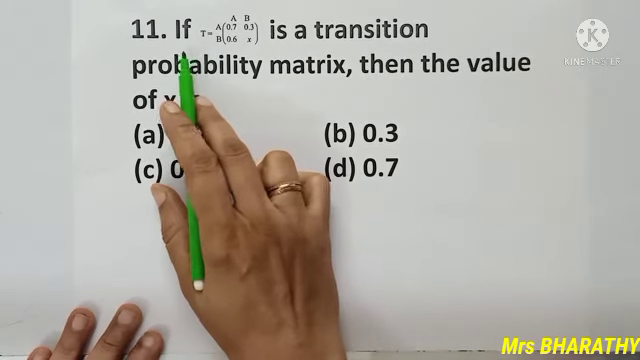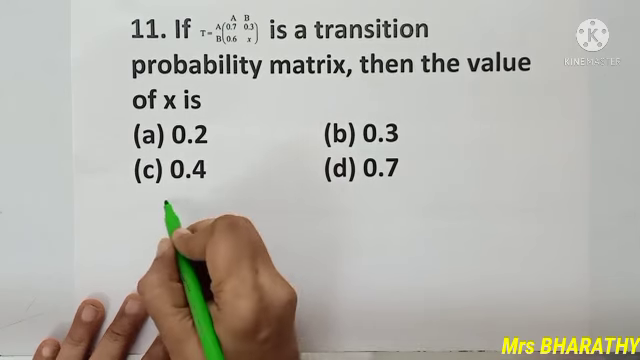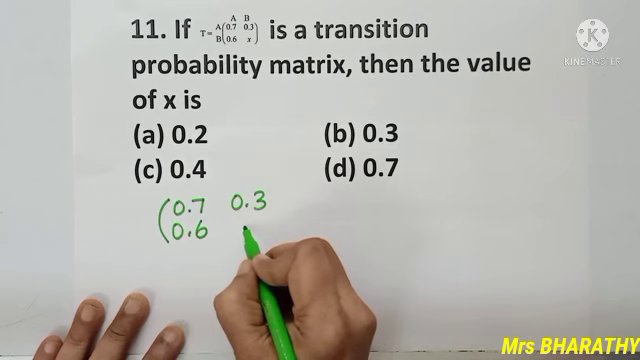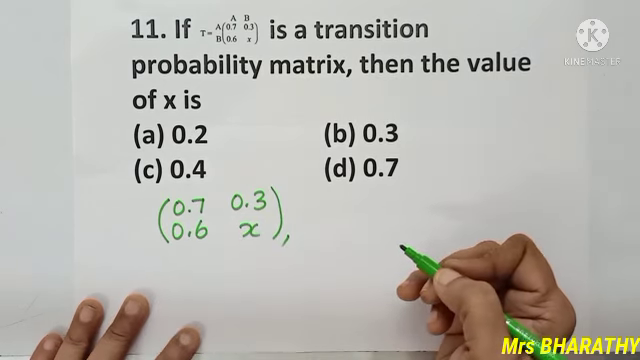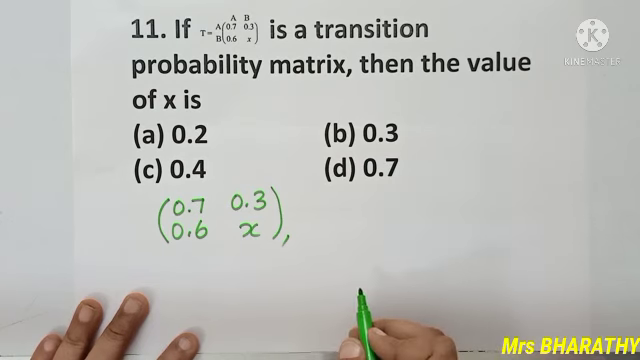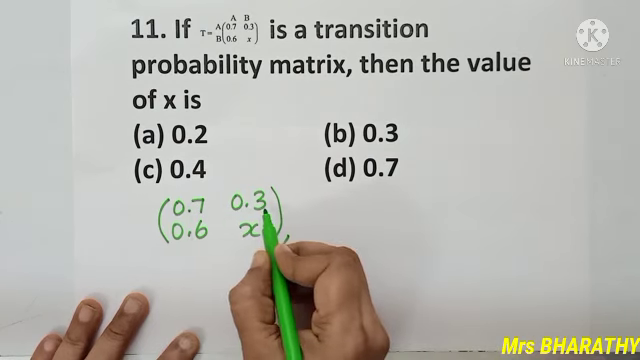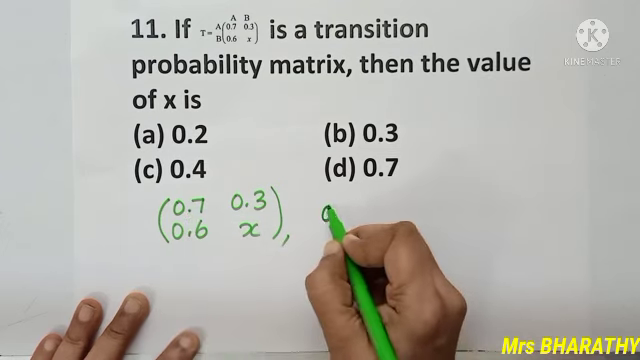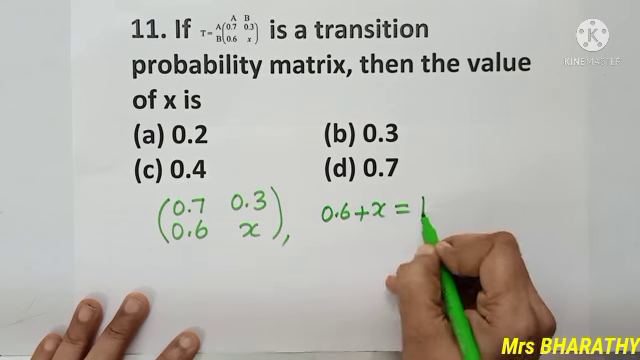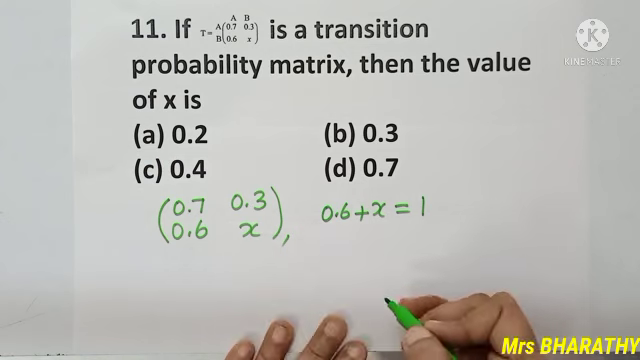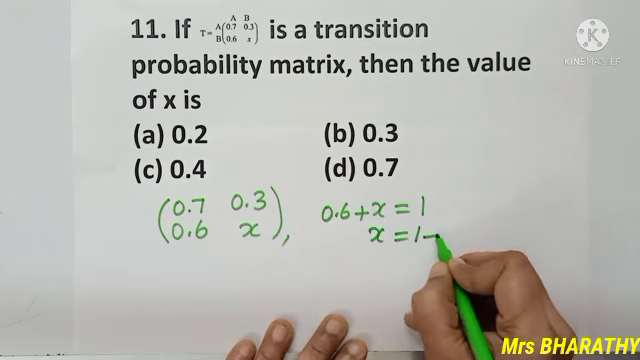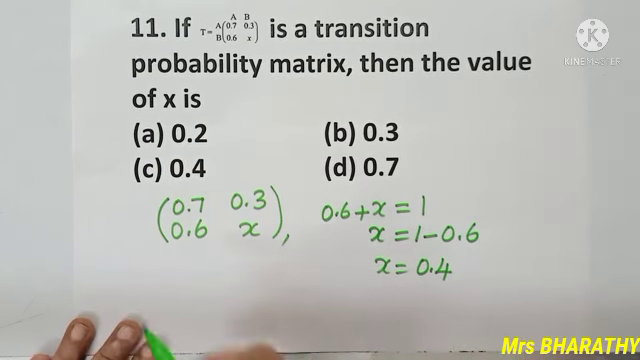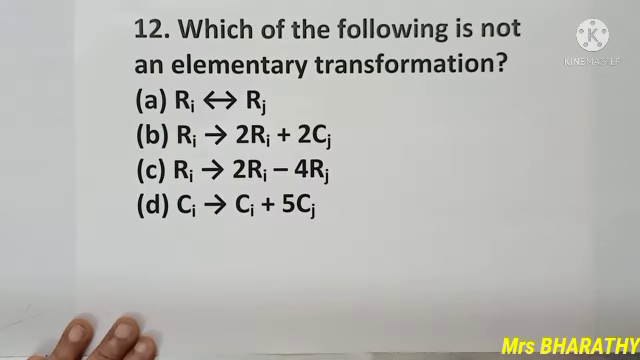Question number 11. A transition matrix is given: 0.7, 0.3, 0.6 and X is given. We know in a transition matrix, the rows add up to 1. So 0.7 plus 0.3 is 1. Obviously, 0.6 plus X should give me 1. 0.6 plus X. So what is X? 1 minus 0.6 and it is 0.4. Option C is the right choice.